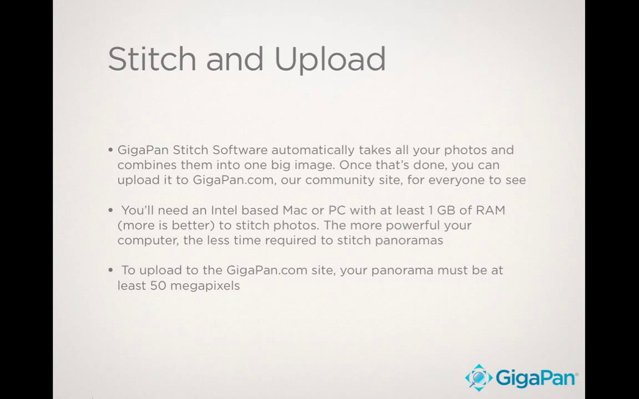Stitch and upload. We obviously offer the Stitch software that takes all the photos and combines them together, and then once you're done, you can upload them to gigapan.com, our community site, for everyone to see, which is free. For our Stitch software and upload, you need an Intel-based Mac or PC with at least 1 gig of RAM. More is better for stitching the photos. Obviously, the more powerful your computer, the less time required to stitch your panos. And then in order to upload to the site, the image must be at least 50 megapixels.